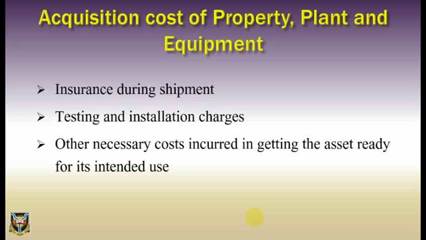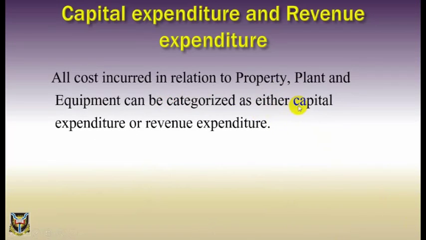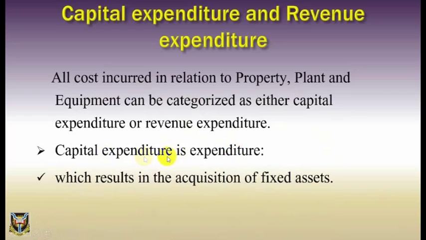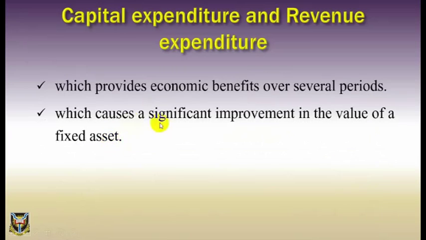C. Capital expenditure and revenue expenditure. All costs incurred in relation to property, plant and equipment can be categorized as either capital expenditure or revenue expenditure. Capital expenditure is expenditure which results in the acquisition of non-current assets, e.g., purchase of machinery and equipment, which provides economic benefit over several periods, which causes a significant improvement in the value of a non-current asset, e.g., extension of building.